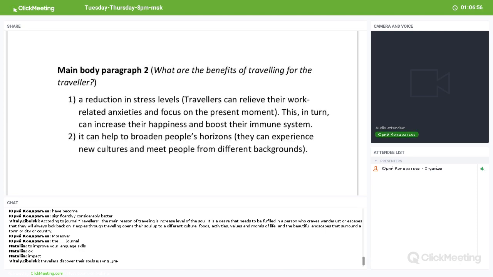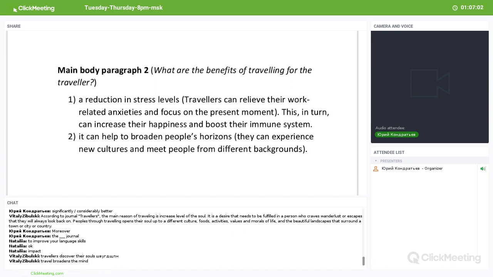Okay, while you are writing, here are my ideas. So the benefits are reduction in stress levels. Travel can broaden the mind. Okay, yes, this is my second advantage that I mentioned. So a reduction in stress levels. Travelers can relieve their work-related anxieties and focus on the present moment, and this in turn can increase their happiness and boost their immune system. So these are the advantages of traveling.